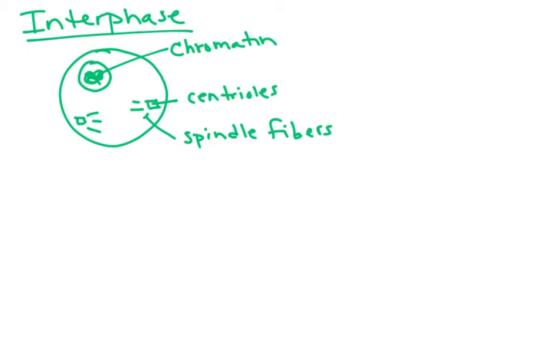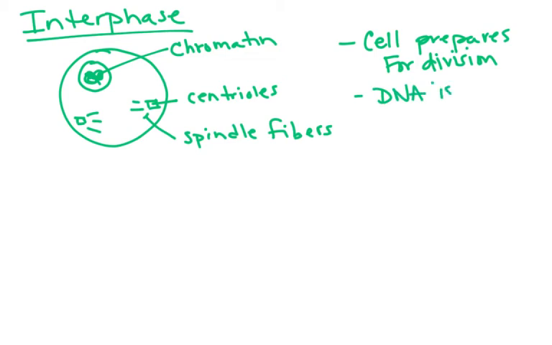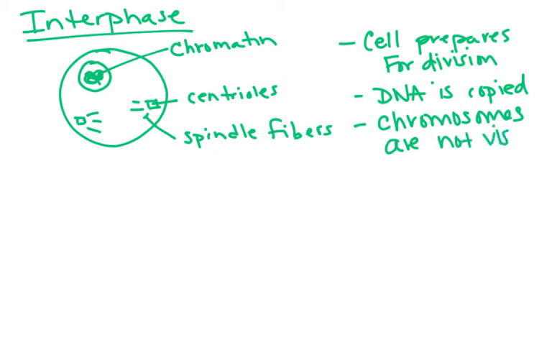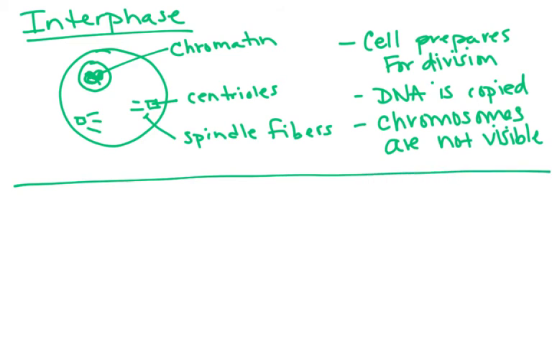So in interphase, what you need to know is that the cell is preparing for division. DNA is copied. And chromosomes are not visible because they're in that noodle form. And that's really important because in the next phase, they are visible. Okay, so the next phase is prophase. And prophase is actually the first step in mitosis. So now we're moving into mitosis.